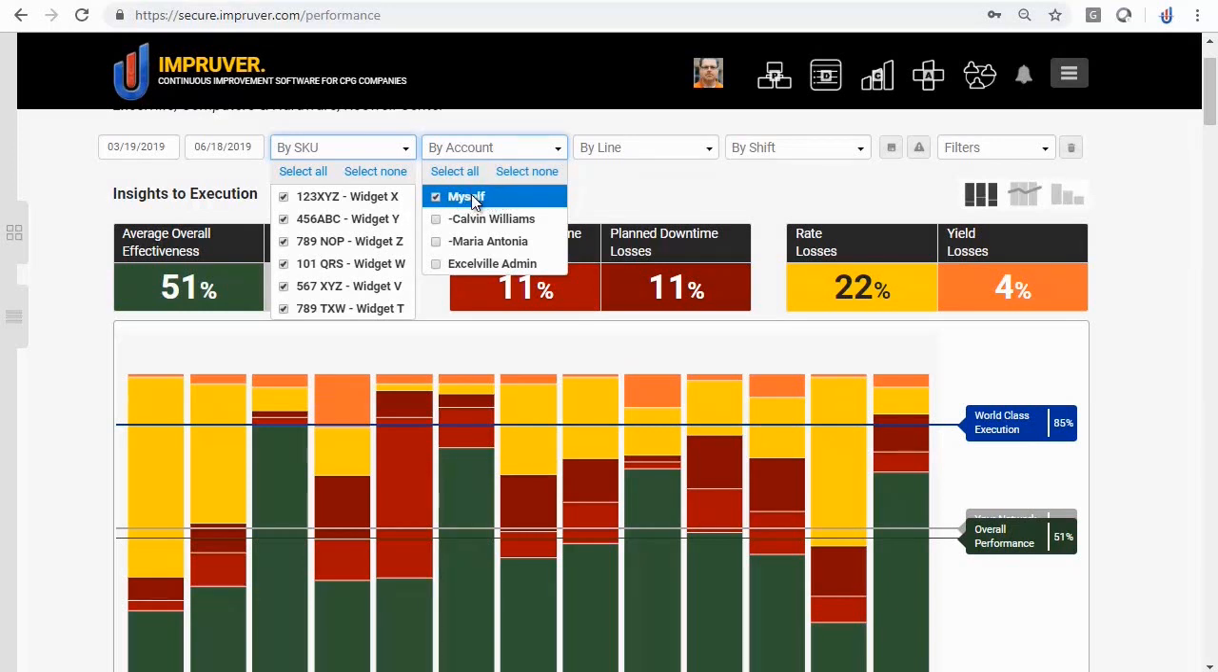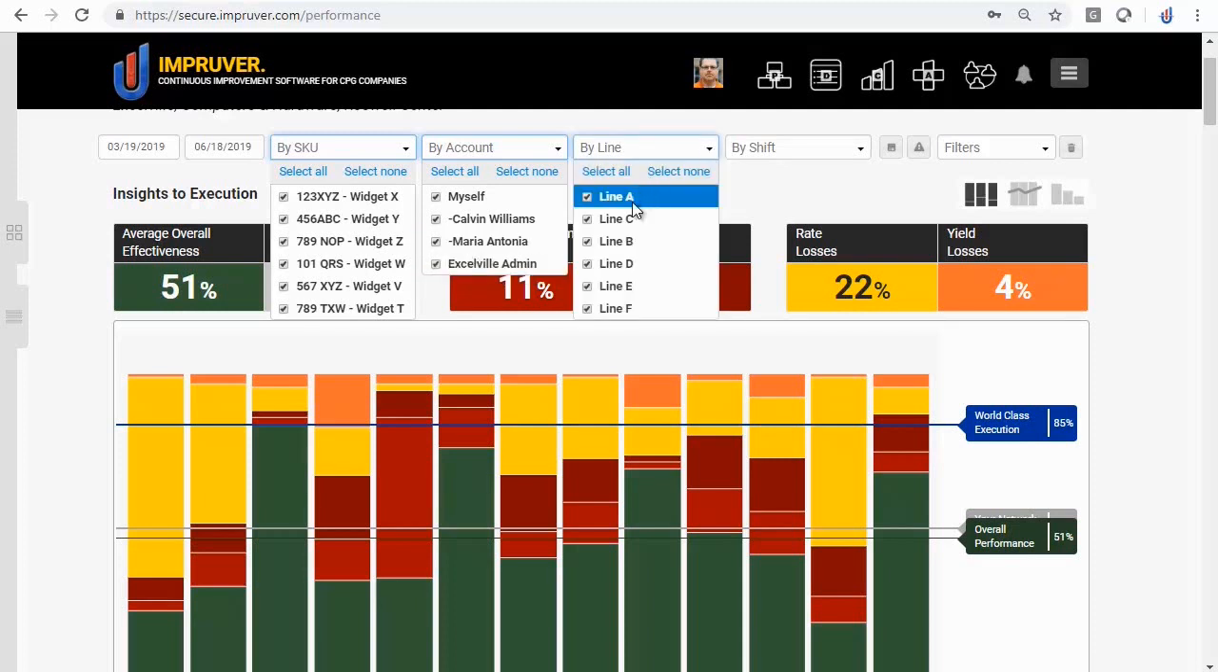Your data is an aggregate of your direct reports. So each individual using the system that has an account also has an OEE that goes with them. In this example, myself is Mike Harrison, Calvin Williams and Maria Antonia are both direct reports. Their OEEs aggregate to create my OEE as they report to me. So it's a reflection of my performance with them. You can also see your peers' performance. And in this case, it's Excelville admin.